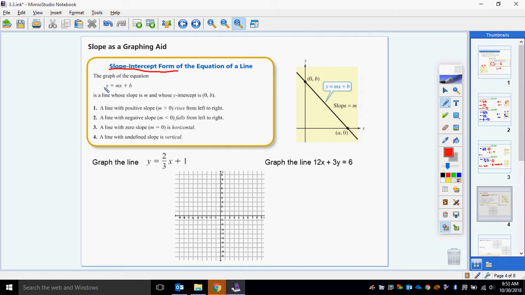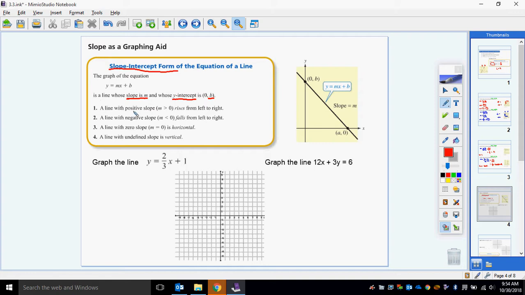So y and x are variables that we never plug in for. But m and b we do substitute in. M stands for the slope, and b is the y-intercept. Remember, the y-intercept is a point. It's going to be x value of 0 and y value of b, depending on where it is.